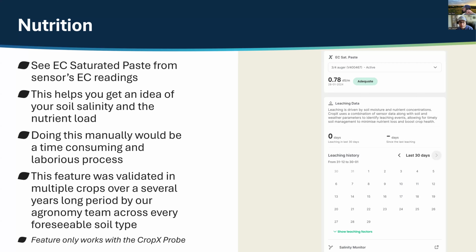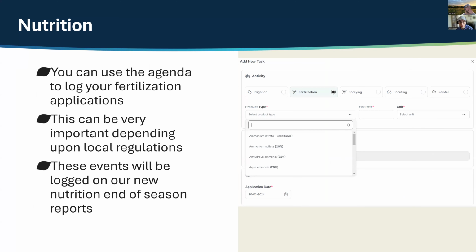Something important I want to mention is that right now this nutrition feature only works with the CropX probe. If you have a Centec device, it will not work with that, but it will work with the CropX probe. You can go ahead and use the agenda as I showed previously and log your fertilization applications. That could be important because sometimes you have to keep track of this based on local regulations. There are some jurisdictions where you have to note when you have applied it, so you can use CropX as your logger for that information. And on our seasonal reports, we now have a nutrition report in addition to the irrigation report, so these events can be logged into that report for you.